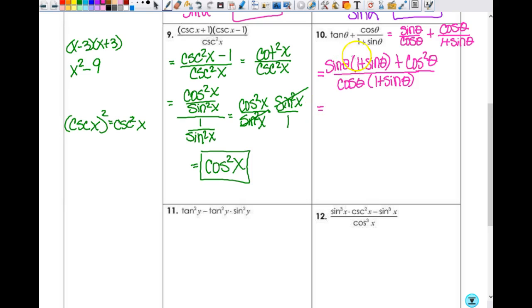So in the numerator, I'm going to distribute, and I'm going to get sine theta plus what? Sine squared theta plus cosine squared theta all over cosine theta times 1 plus sine theta. Everybody with me so far? Because all I did was distribute in the numerator there. Can I cancel anything out at this point? Like just mark things out from numerator and denominator, like my sines? Can I go, oh, I can cancel that with that? No. All right. Do you see anything I can substitute for, though, in the numerator?